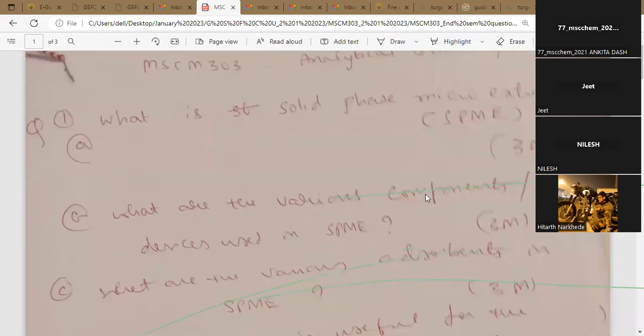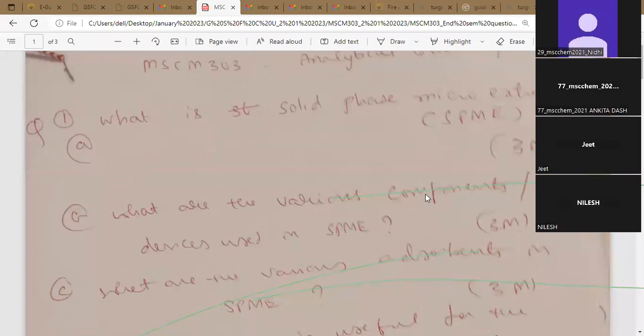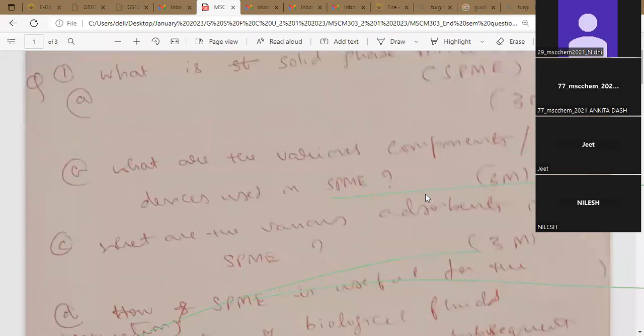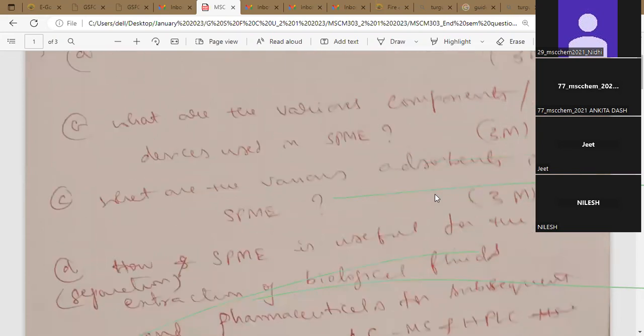The question that you need to study is: what is solid phase microextraction? This question carries 3 marks. Then, what are the various devices, components, tools or equipment used to carry out solid phase microextraction? I will repeat: what are the components or devices used in SPME, solid phase microextraction?